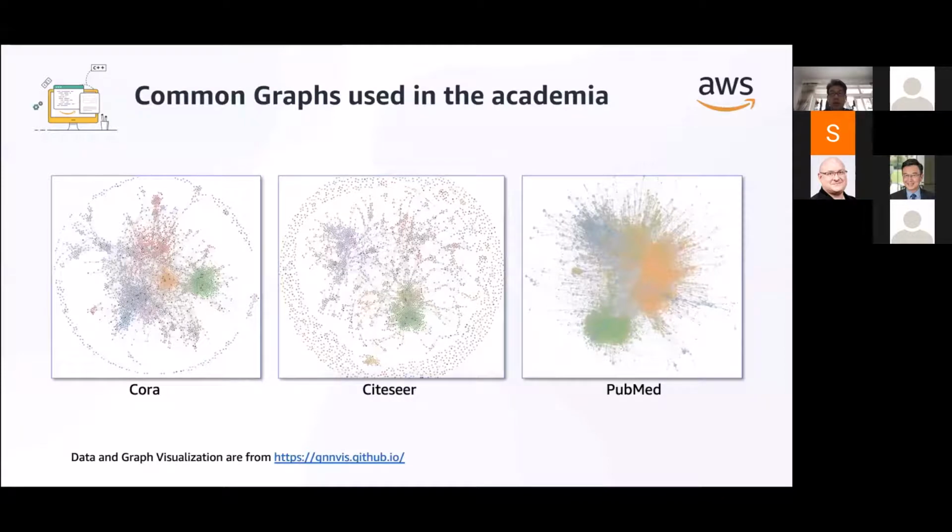Commonly in the academia domain, research papers and researchers use standardized graph data like Cora, CiteSeer, and PubMed. From this visualization, we can see that those data sets are very standard and well connected in terms of graph connectivity, and the labels are balanced and well labeled. I think this is good for academic research because based on those standardized data sets, people can compare their methods apple to apple instead of apple to banana.